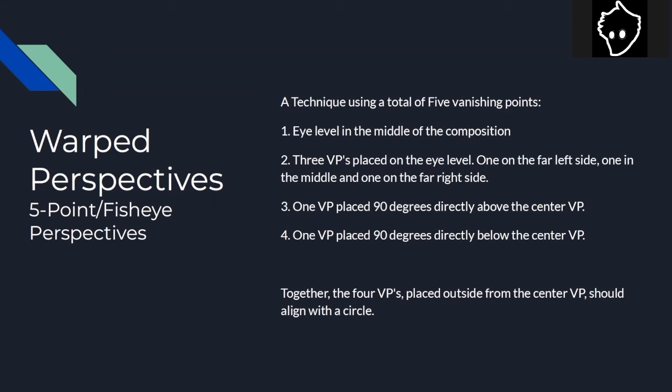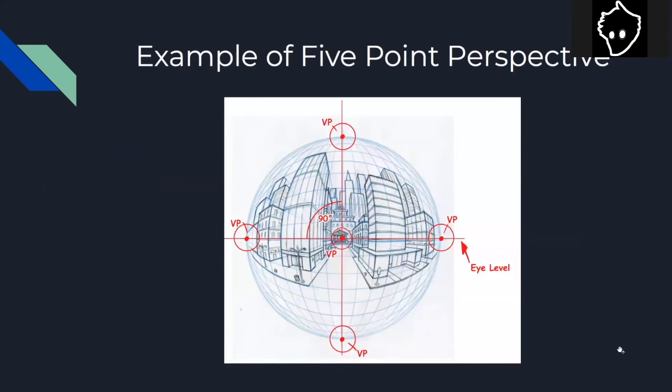Together, the 4 VPs placed outside from the center VP should align as a circle. And to better elaborate this, I will show you what it simply looks like. What it entirely does is give us an entire world view, from which we start with 1 VP at the center, and put 2 VPs on opposite ends of the eye level. This is your eye level, remember. And we have 1 VP 90 degrees evenly upward on top here, as well as another VP down below right over here.